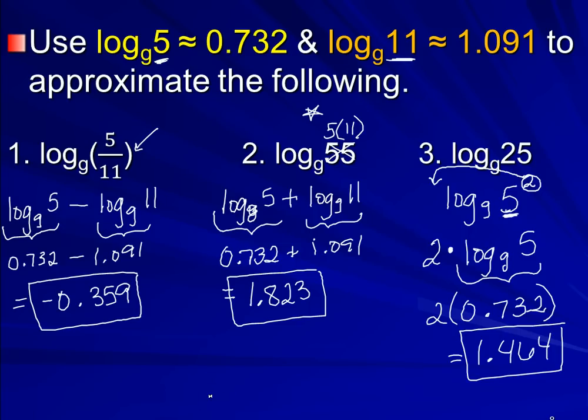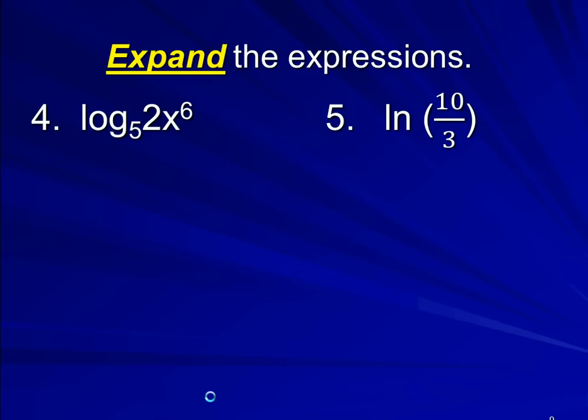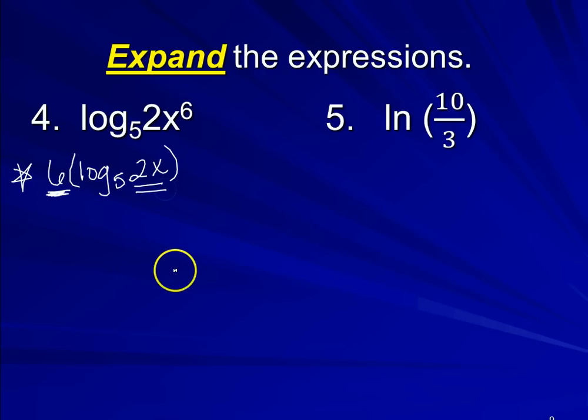Okay, so simple plug and chug. Rearrange it with your property and then plug and chug. Now, expanding using those properties. Okay, first thing, if I took this 6 and pulled it to the front and made this 6 log base 5 of 2x, would that be the same thing as what number 4 shows? What I'm trying to get at here is, if I write it the way I did, this tells me the 6 is attached to the 2 and the x because it's in front of both of them.